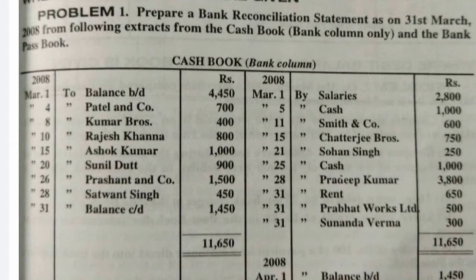In the cash book, the receipt side is always increasing, so we need to increase all the receipts. That is Sunil Dutt, Prashant and Company, Satwan Company. The amounts come to 2850: 900 plus 1500 plus 450. And on the decreasing side in the cash book, the BRS items are Pradeep Kumar, Prabhat Works Limited and Sunanda Verma. That comes to around 4600. We need to decrease this item.